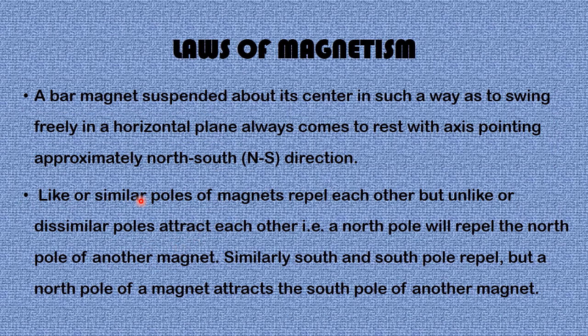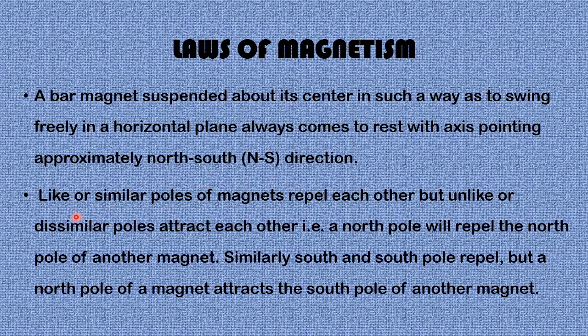Moving ahead, we'll be looking at the various laws of magnetism. The first one is that a bar magnet suspended about its center in such a way as to swing freely in a horizontal plane always comes to rest with its axis pointing approximately north and south direction. That's the first law.